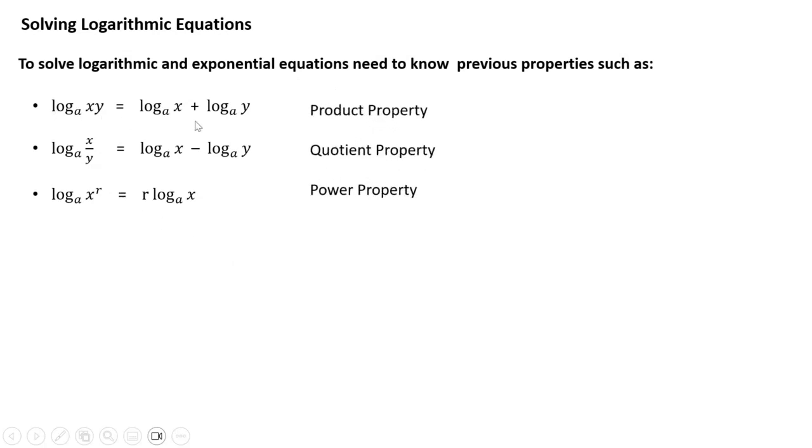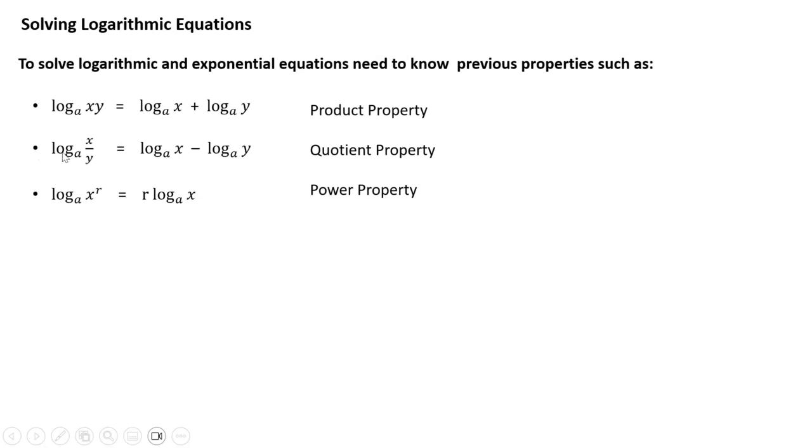Okay, now this is called the product rule. Why? Because if you have log base a of x times y, it equals log base a of x plus log base a of y. The left side is called a single log or condensed, and the right side of the equal sign is called expanded.